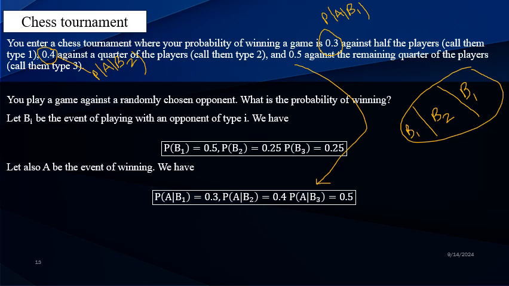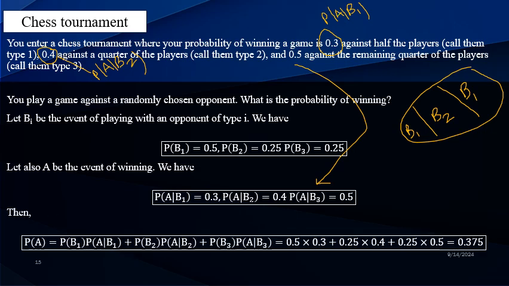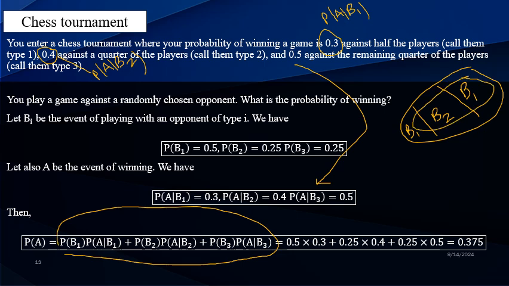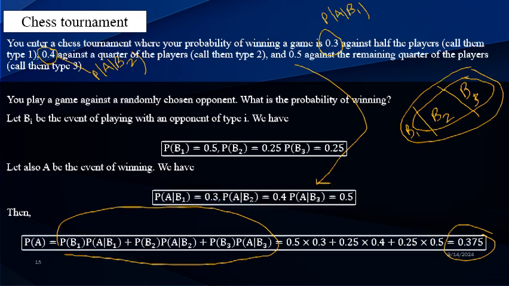Okay. Now you come to find the probability of A by using the law of total probability. This is the law of total probability. So this one is your A. This one is your A. So this one is A intersection B1. This one is A intersection B2. This one is A intersection B3. What I have written here? So compute it and the final answer is 0.375. Okay. This is the way to compute total probability.